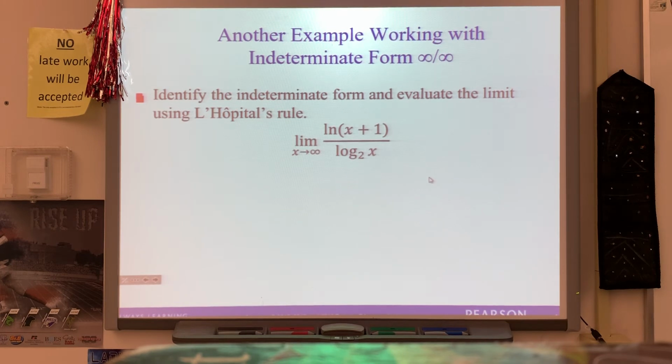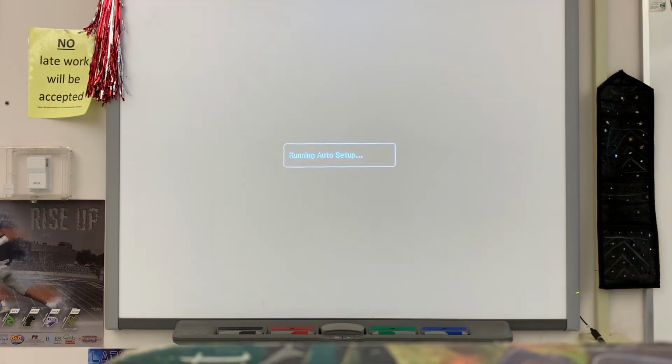So again, it says identify the indeterminate form and evaluate the limit using L'Hopital's Rule. If you were to try to evaluate by substitution, the natural log of infinity plus 1, so infinity, right? The natural log of infinity, well, e to what power makes infinity? Infinity, right? e to the biggest thing you can think of. Okay, so the numerator is infinity, and the denominator is log base 2 of infinity. So this time, 2 to what power makes infinity? Well, infinity, right? So this is infinity over infinity indeterminate form as well. So let's switch on over to the doc cam here, and let's take a look at this problem together.